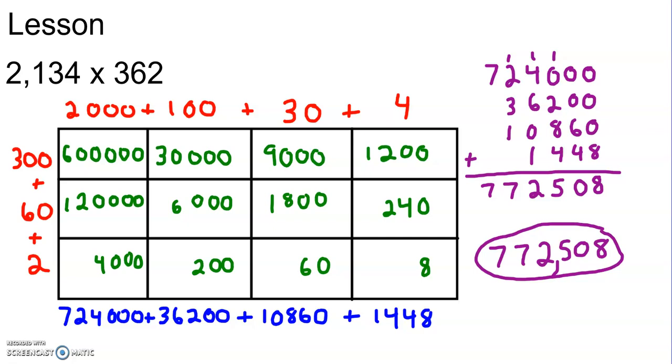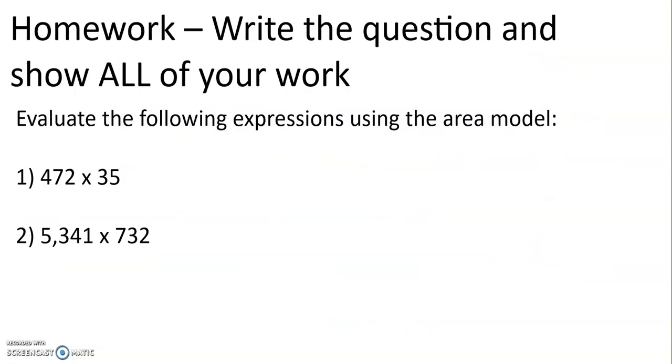Now that we have this in our notebooks, I want you to try to do 2 on your own. So I want you to evaluate using the area model. You must use the area model because it says to, okay? It's only when it doesn't tell you a specific method to use that you can choose. But here it's saying we need to use the area model. And you need to show all of your work. Remember, if I can't see your work, we can't do corrections.